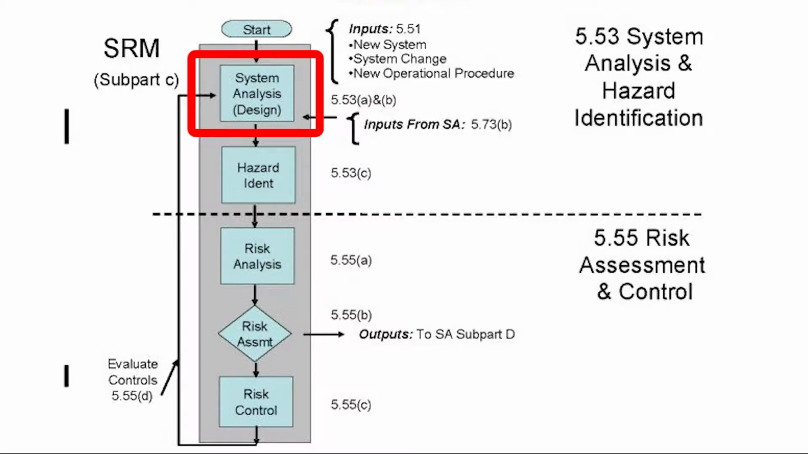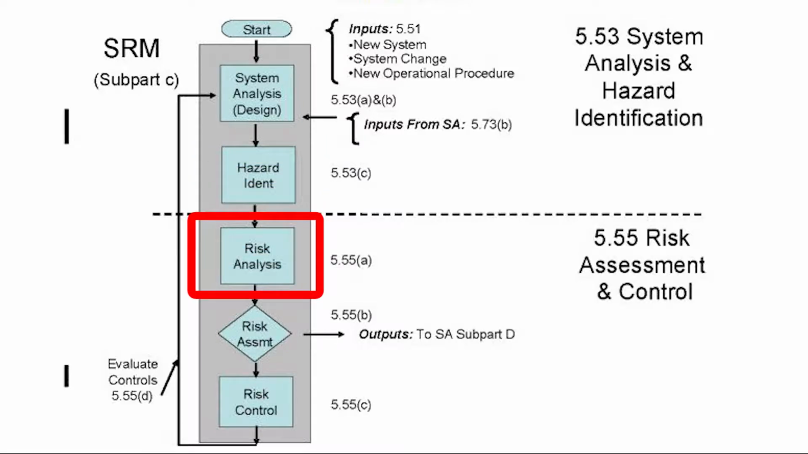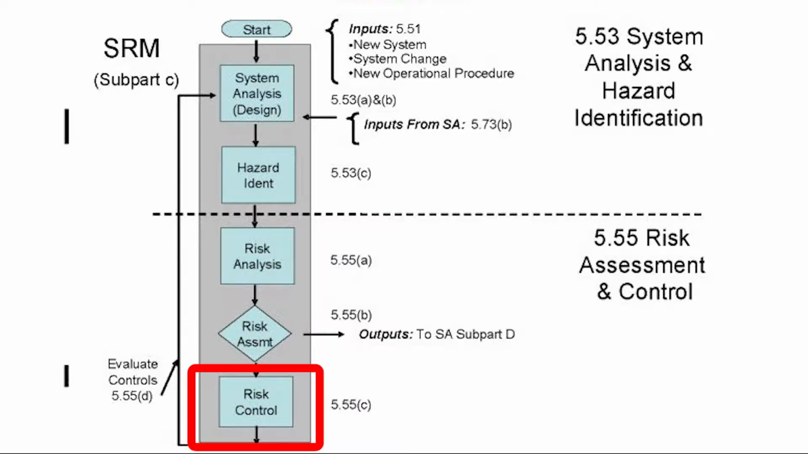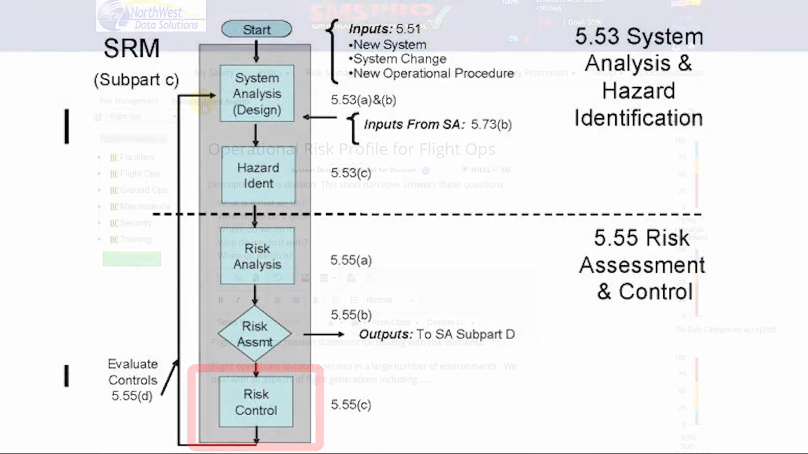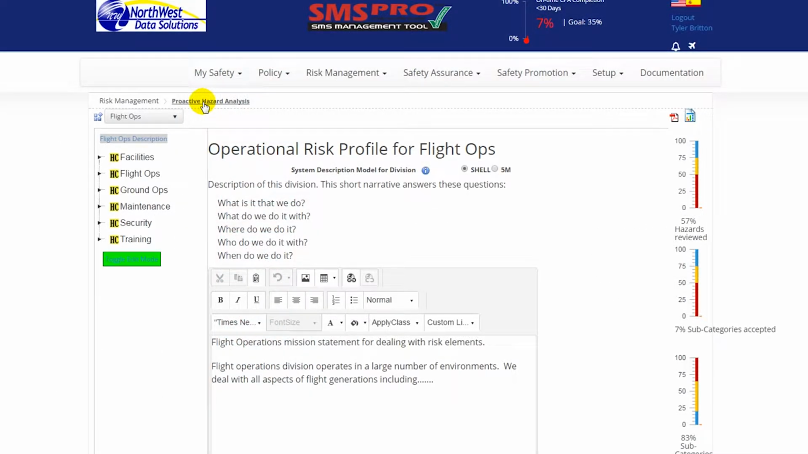System description, where you will describe all SMS activities and resources. Hazard identification, where you will list all hazards. Risk analysis, where you will identify all potential consequences for each hazard. Risk assessment, where you will use the risk matrix to assess each risk. And risk controls, where you will develop any needed control measures. SMS Pro fulfills this entire process by duplicating it with the Proactive Hazard Analysis Tool module.